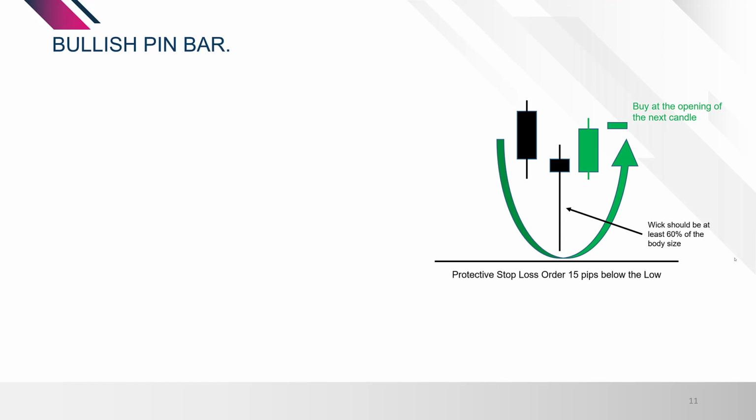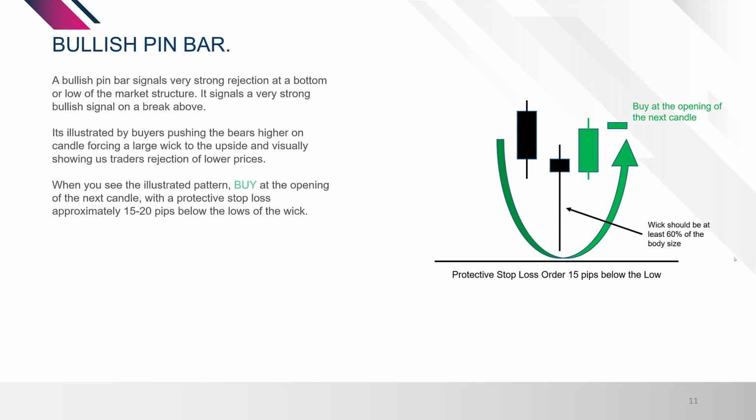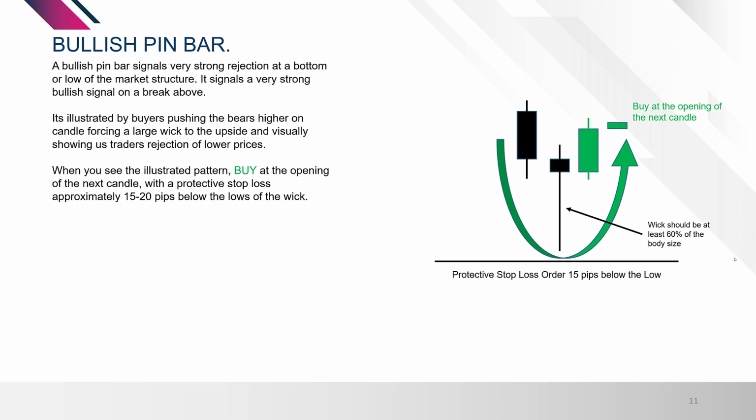Now let's look at a bullish pin bar. A bullish pin bar signals very strong rejection at a bottom or low of the market structure. It signals a very strong bullish signal on a break above. It's illustrated by buyers pushing the bears higher on a candle, forcing a large wick to the upside, as you can see here, and visually showing us traders' rejection of lower prices.